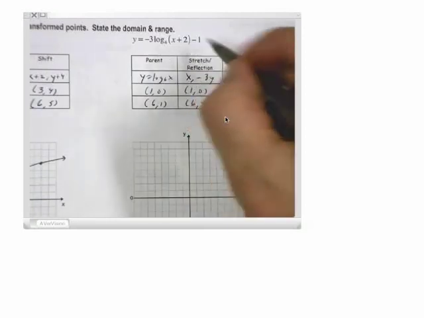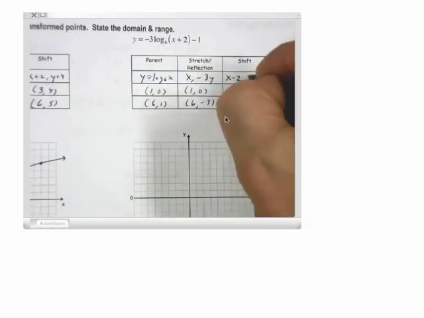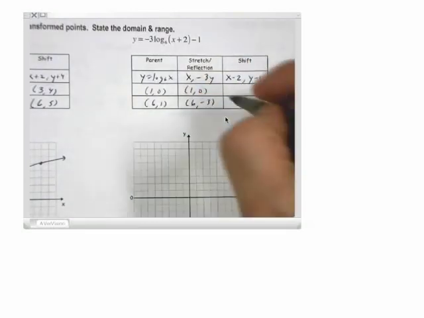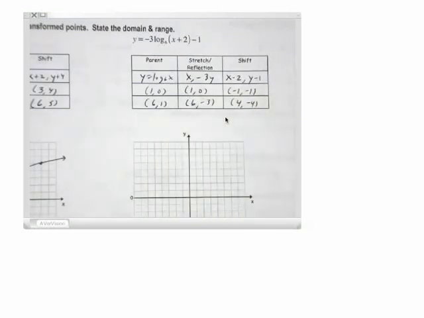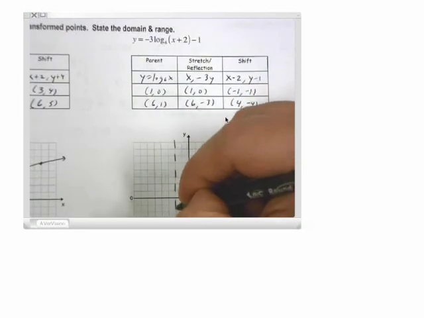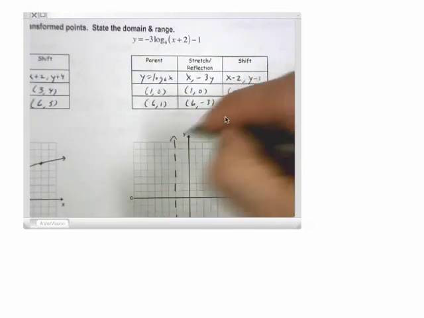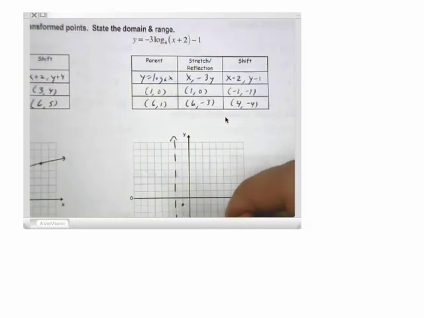The plus 2 on the inside is going to shift our graph left 2. The minus 1 is going to shift it down 1. So (1, 0) is now at (negative 1, negative 1). And (6, negative 3) moves to (4, negative 4). The vertical asymptote moved left 2. So I'm going to move that dashed line to there. Negative 1 is here. (4, negative 4) down here.